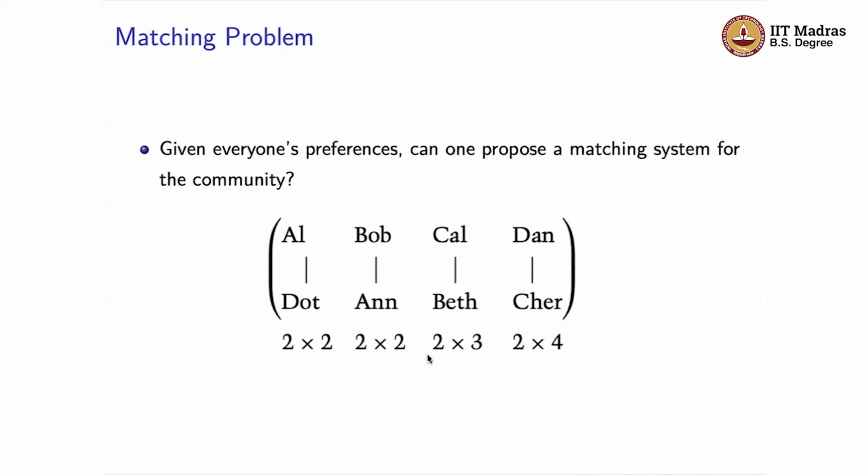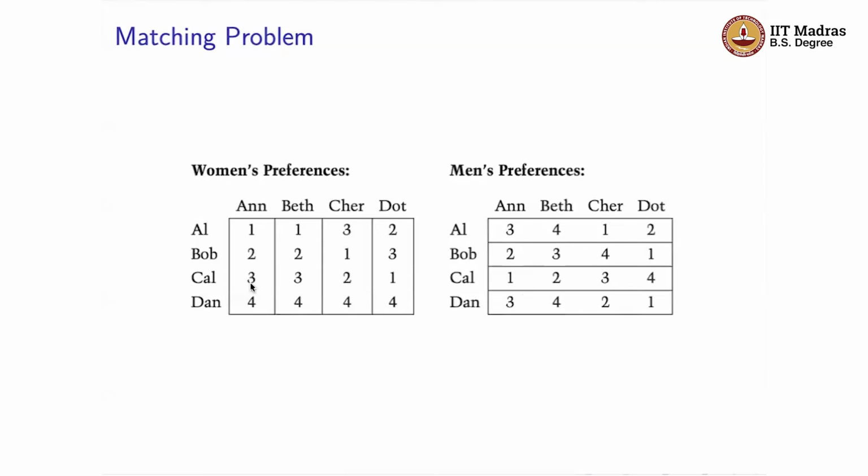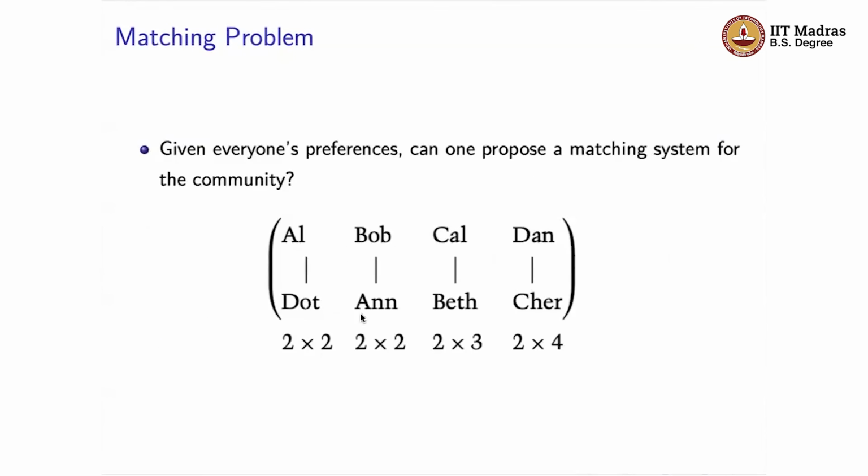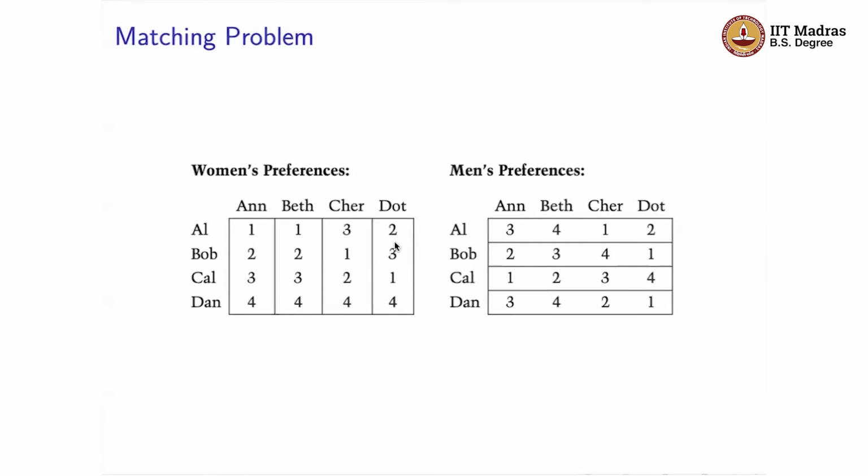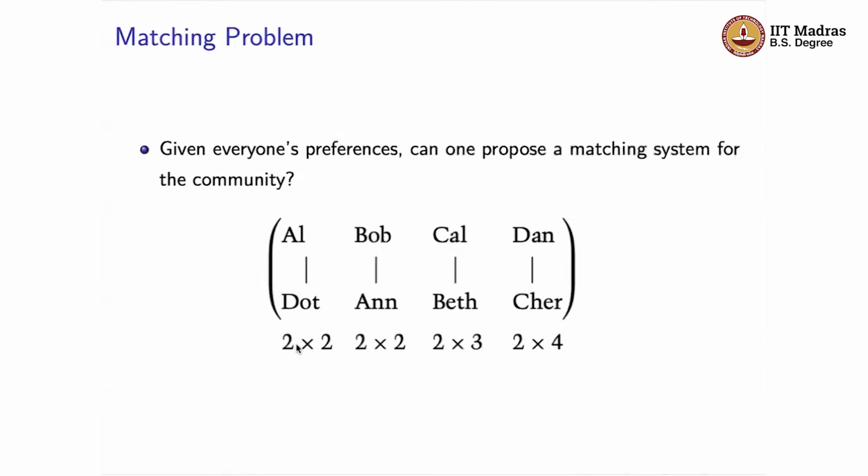So we also have some numbers listed here. What are those numbers? They basically specify, if you pair Al with Dot, what happened in terms of preference rankings, right? So Al had ranked, if you see here, Dot second. So that is where you get this first 2. And Dot had ranked Al, also as second. So that's why you get this 2 cross 2.